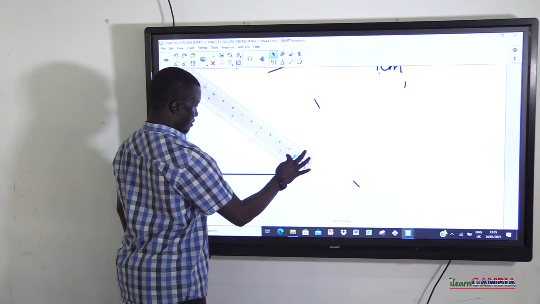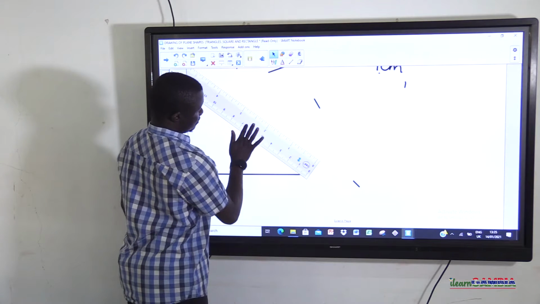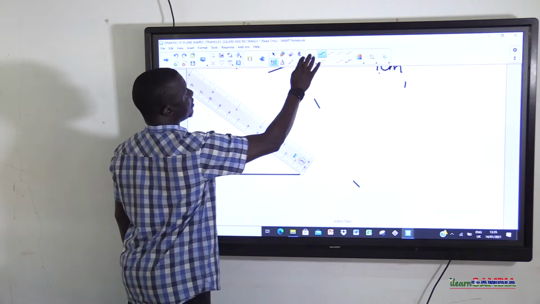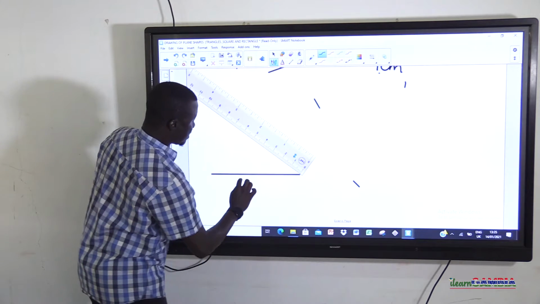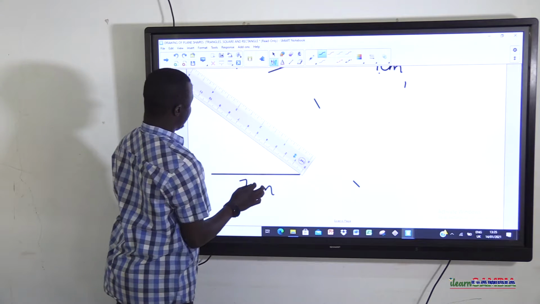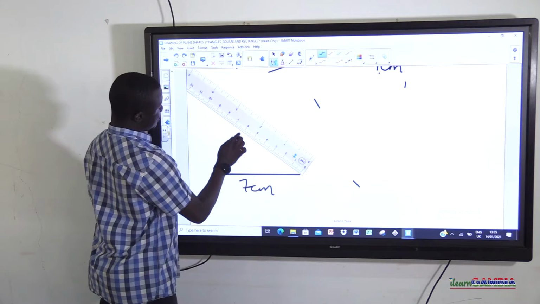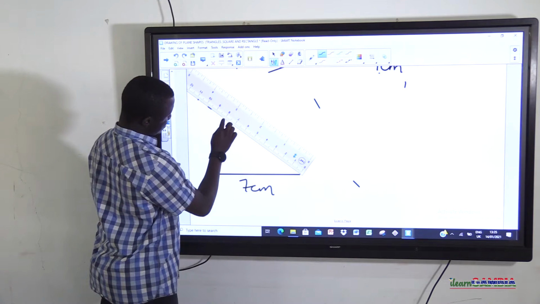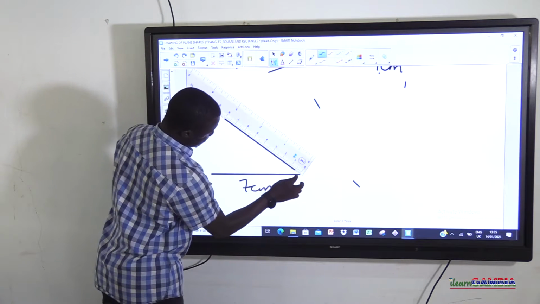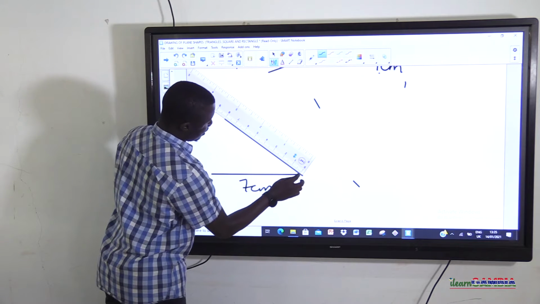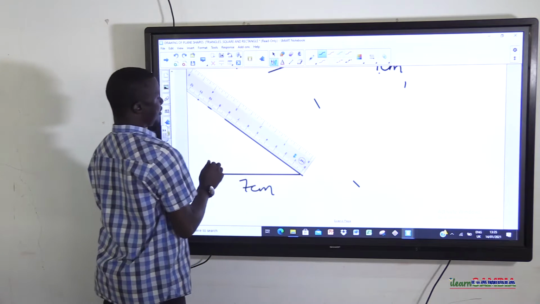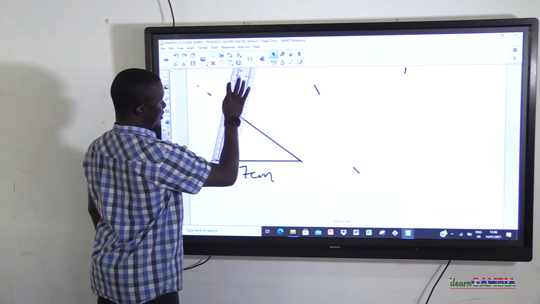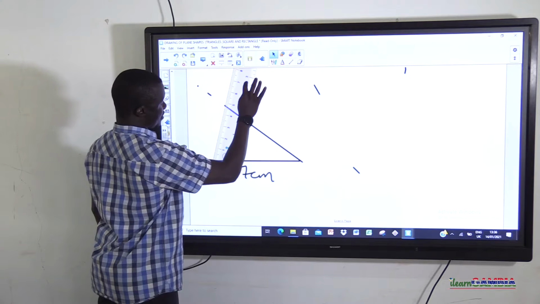Let's see. If we happen to have here as 7 centimeters, let's have this side as, say, 8 centimeters, as you can see on the ruler. Whatever we have it as, but let it be not the same as the previous sides.